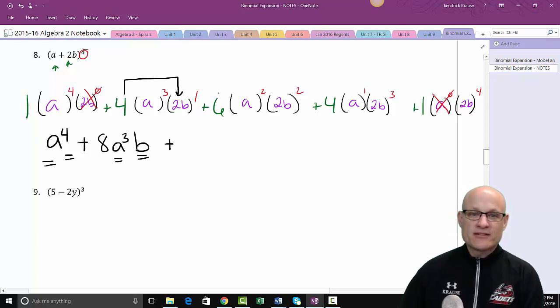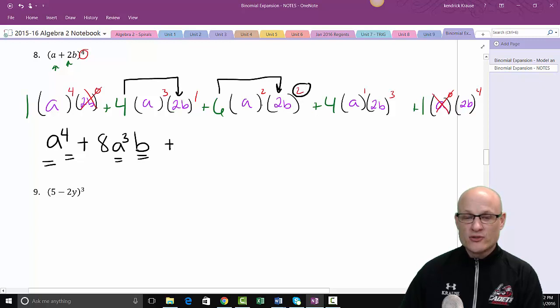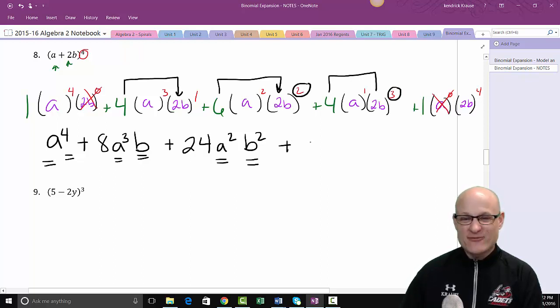Notice the A's are going to go down and the B's are going to go up. So plus 6 times, be careful, it's not 6 times 2, it's 2 squared. 2 squared is 4. 6 times 4 is 24 A squared B squared. Plus 4 times 2 cubed. 2 cubed is 8. 4 times 8 is 32 A to the 1st B cubed. Notice the B's going up and the A's going down. And the last one is finally just 2 to the 4th, which is 16, B to the 4th.